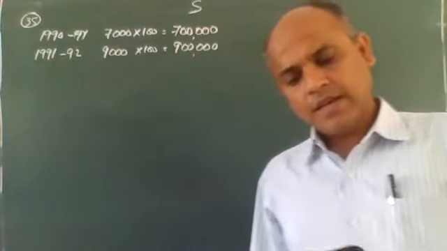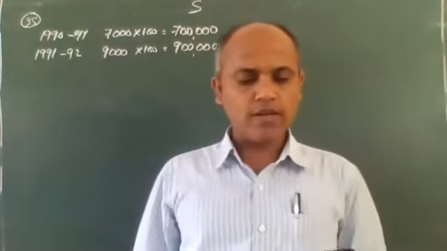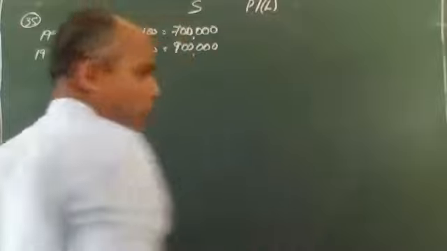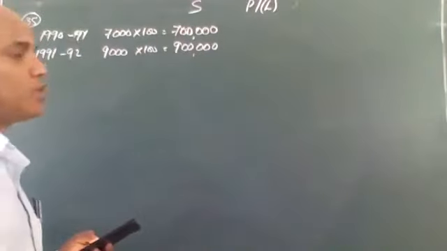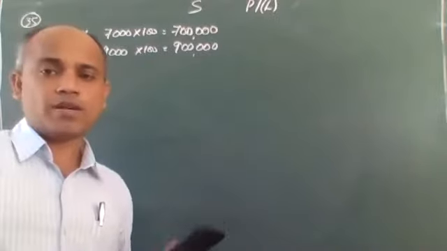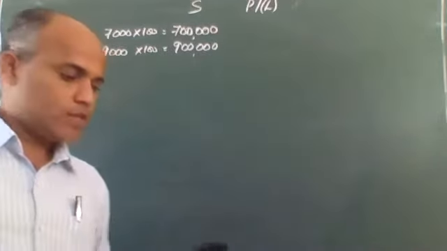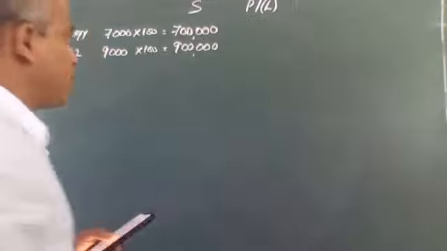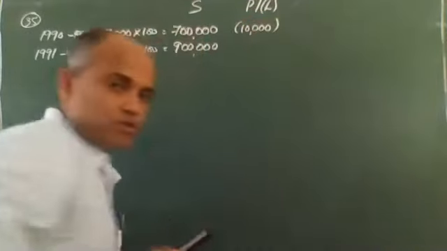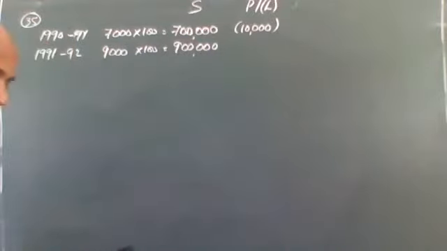Then he says, in 1990-91, they incurred a loss of 10,000. So generally, profit was given so far. Now, for the first time, we have a loss. So I'm putting the loss within brackets. When I'm writing any amount in braces, you have to understand this is a negative figure, right? So in 1990-91, they had a loss of 10,000. So this minus 10,000 within brackets means it's a loss.